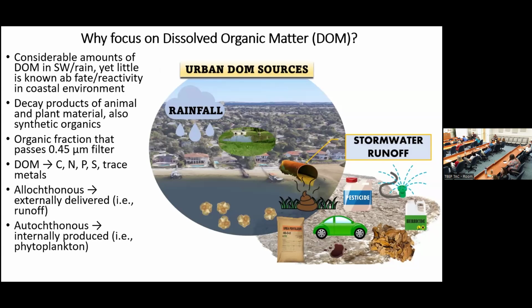DOM is essentially just decay products of animal and plant material. It's also synthetic organics, so that could be urea-based fertilizers or glyphosate. The technical definition is the organic fraction that passes through a 0.45 micron filter. DOM is not just carbon, it's also reactive elements such as nitrogen, phosphorus, etc., and also trace metals. A couple of terms I'll be using to define the origin of DOM: allochthonous, that which is externally delivered, an example of which is runoff, and autochthonous, which is internally produced. An example of that would be DOM produced by fire.